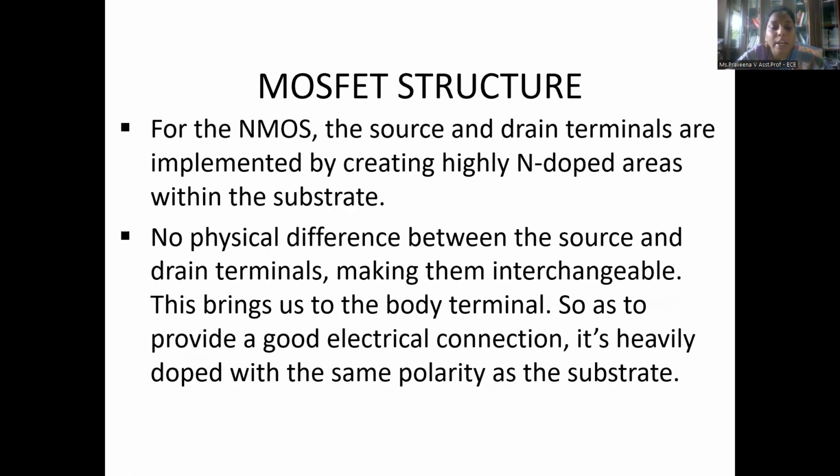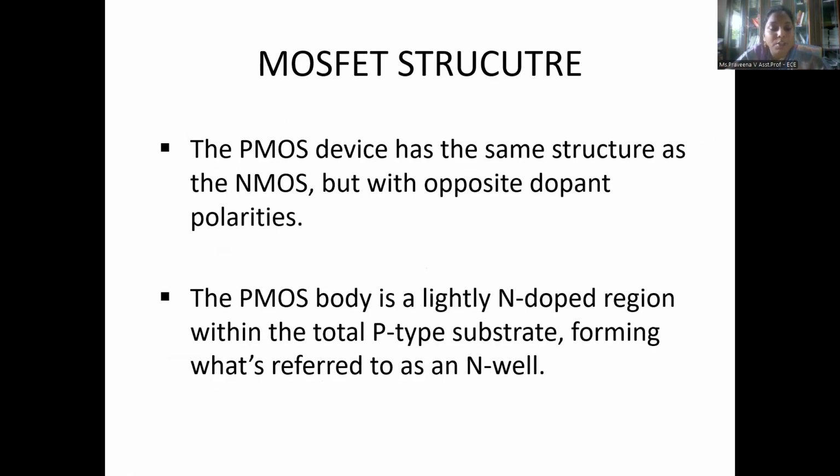Next, in the NMOS transistor, the source and drain are formed by heavily doped regions in a p-type substrate, and they are physically identical, making them interchangeable. The body terminal is heavily p-doped and provides a good electrical connection to the substrate, which helps to control the transistor operation. So next is the MOSFET structure. As I have already told, in the NMOS transistor the heavily doped source and drain regions are formed in a p-type substrate, and both terminals are physically identical. The heavily p-doped body terminal provides a reliable connection to the substrate and influences the transistor electrical characteristics.